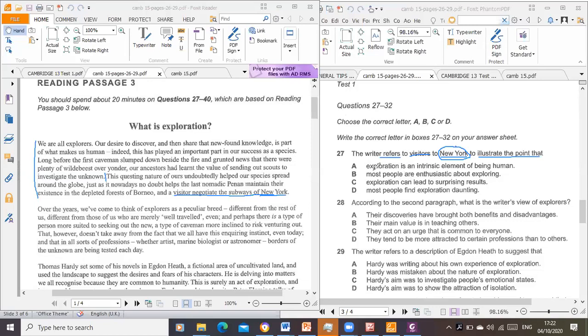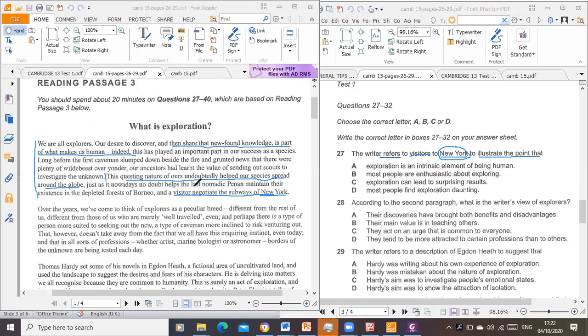So what is most important to you is the information contained in the question, and then what they have got to say in the passage. In the passage, you see that they said that newfound knowledge that we find through exploration makes us human, talking about our intrinsic nature. And let's see. And that questing nature of ours undoubtedly helped our species spread around the globe.